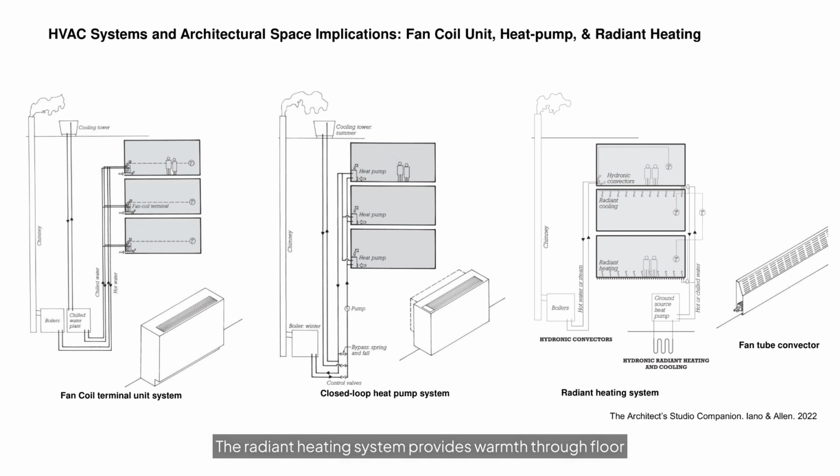The radiant heating system provides warmth through floor or ceiling panels by circulating hot water. It frees up space by reducing ductwork, though architects need to integrate tubing within slabs or panels and consider surface finishes for effective heat emission. The fan tube convector is a traditional perimeter unit often placed under windows that heats or sometimes cools air by passing it over a coil using natural convection by a small fan. These convectors take up wall space along the building perimeter.